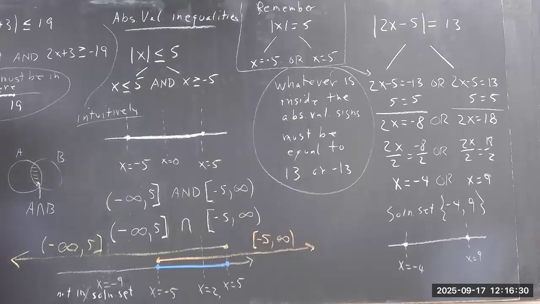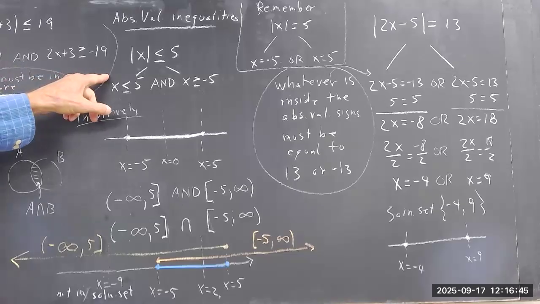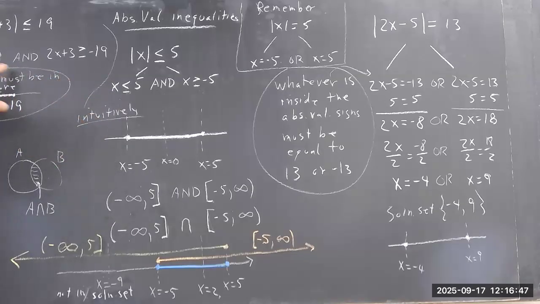2x plus 3 has to be less than or equal to 19. So 2x plus 3 has to be on this side of 19, and it also has to be on this side of negative 19. That gives you this inequality. Inequalities go two different ways.